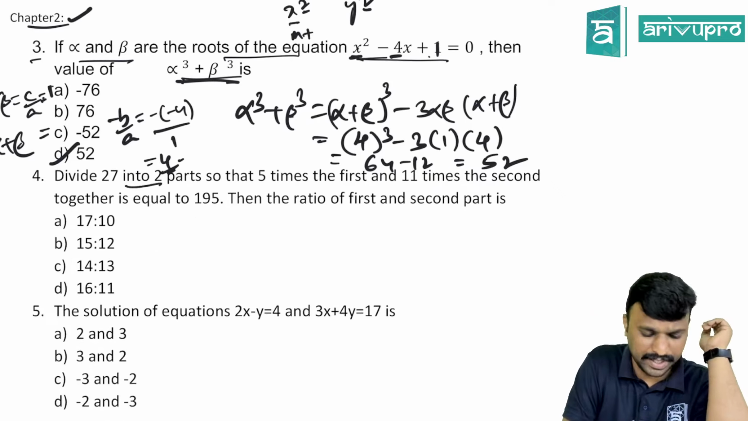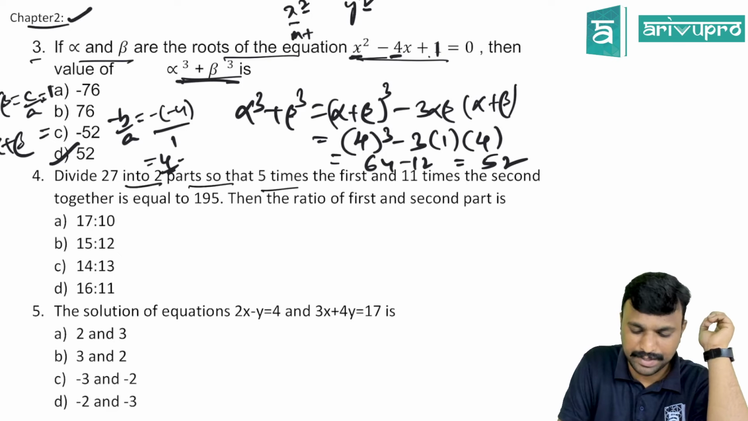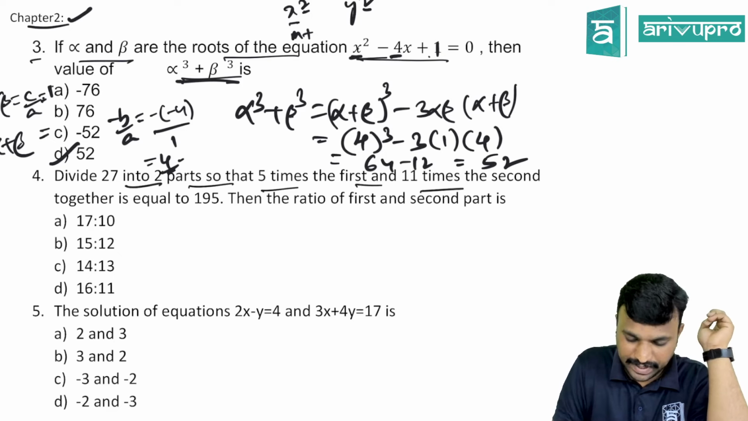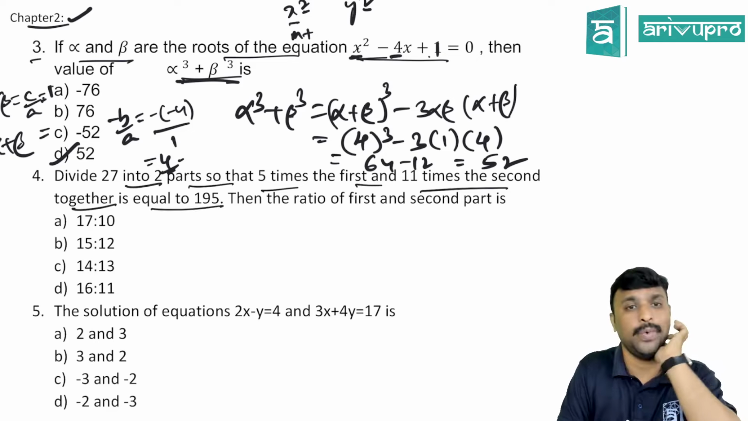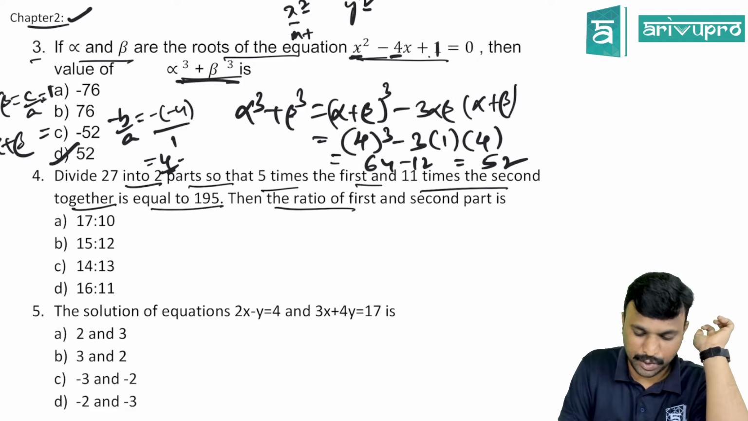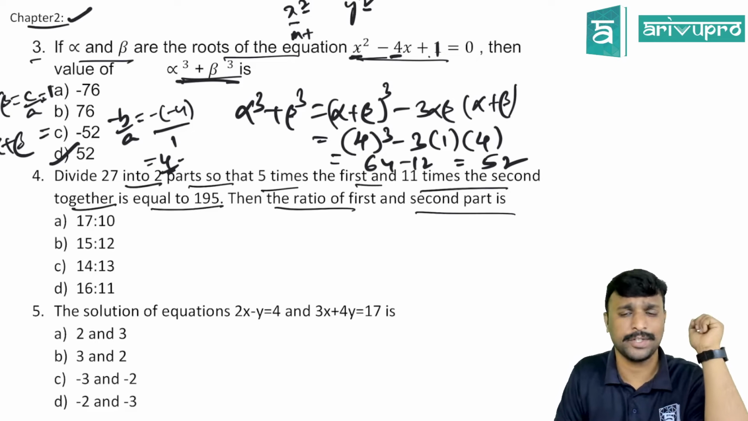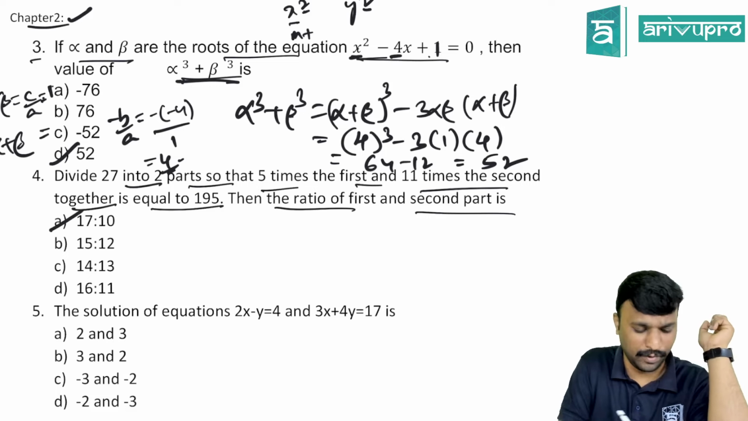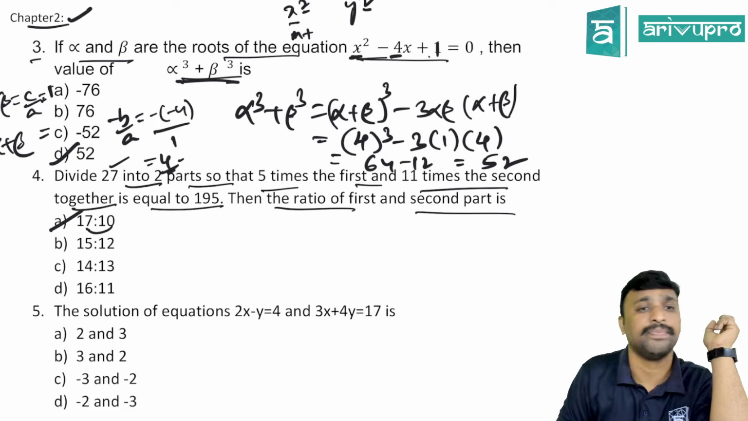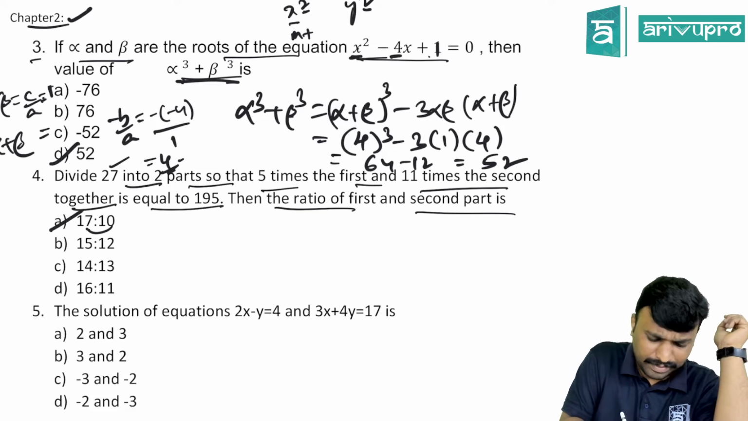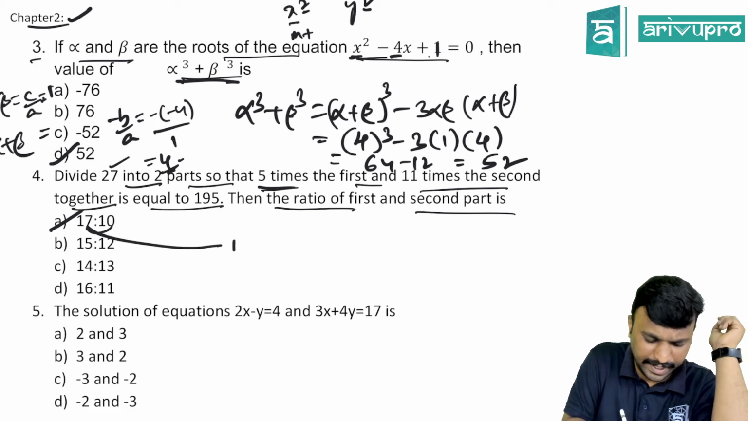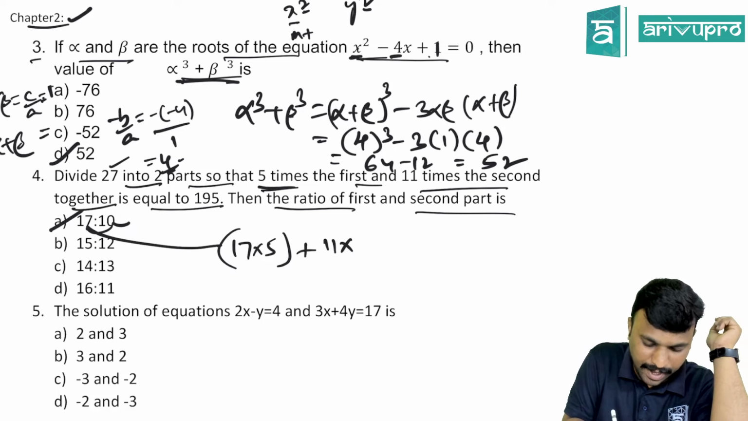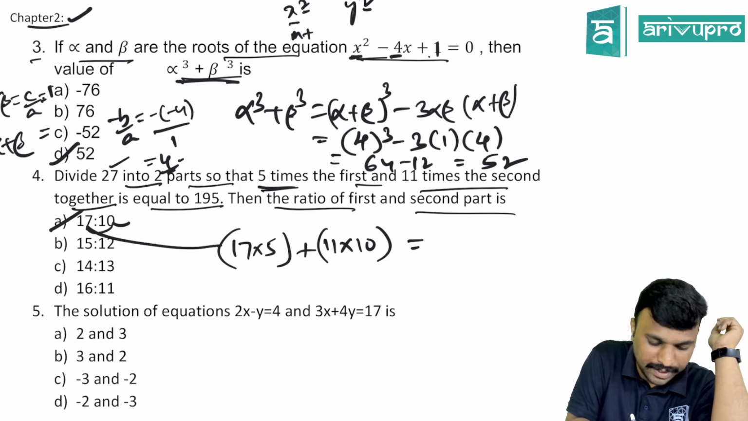Divide 27 in two parts so that 5 times the first and 11 times the second together is equal to 195. Then the ratio of first and second part. Guys, you can solve this question by option hitting method. So if you take the first option, 17 is to 10. If you add these two parts, you get 27, right? And then 5 times of the first part, 17 into 5, plus 11 times the second part, 11 into 10, it should be equal to how much?